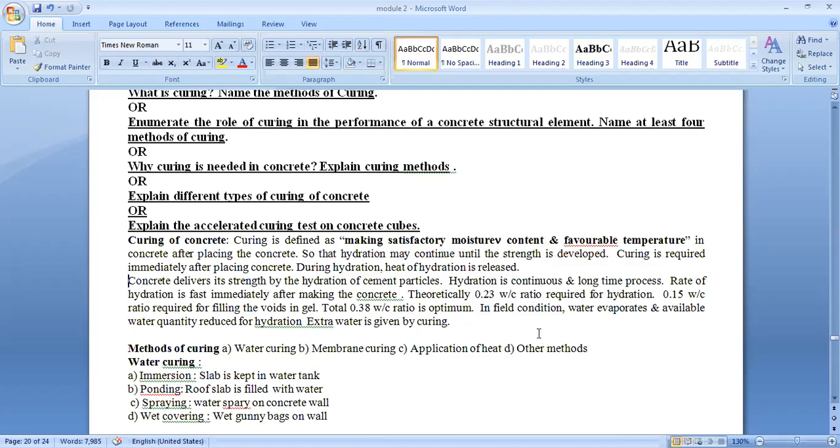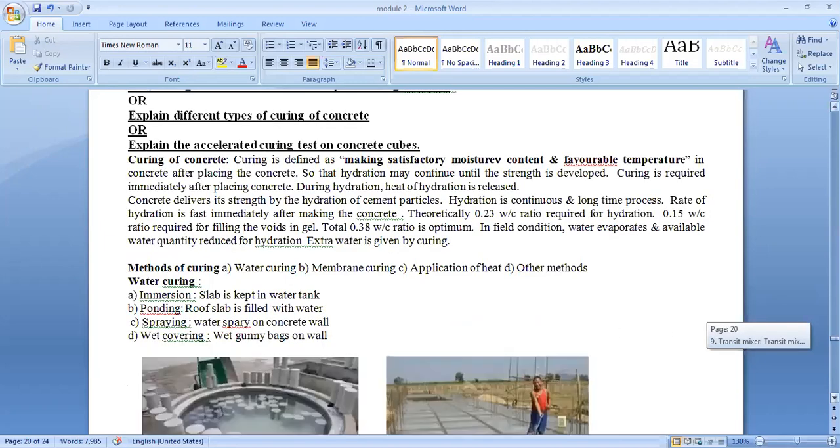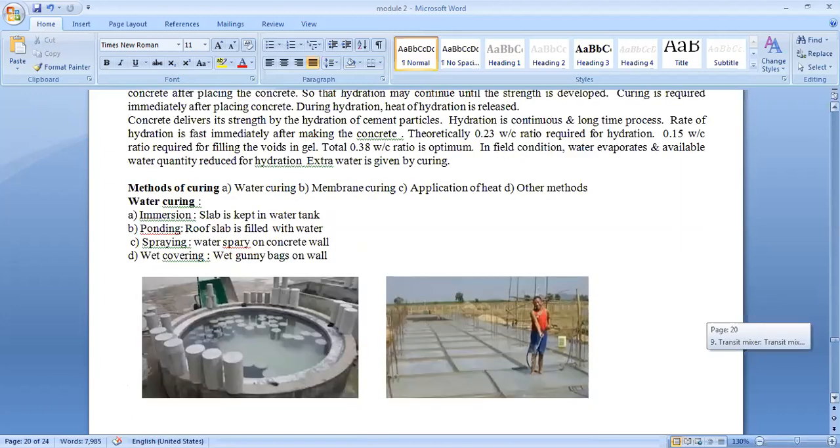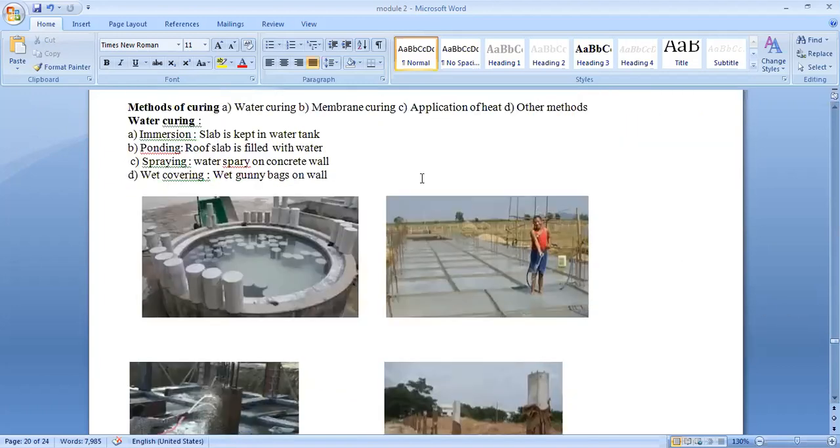This is about curing. What are the methods of curing? You already saw these methods, and we will discuss them one by one. There are several methods. First we will discuss water curing methods, then membrane curing, application of heat, and other methods. In water curing methods, the first will be immersion.